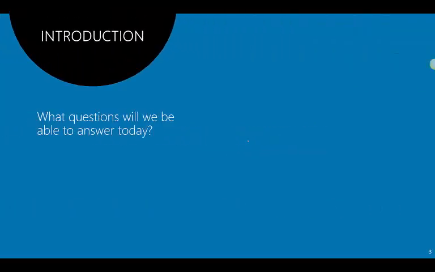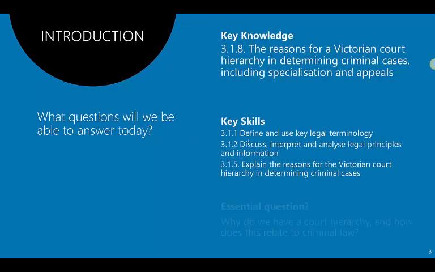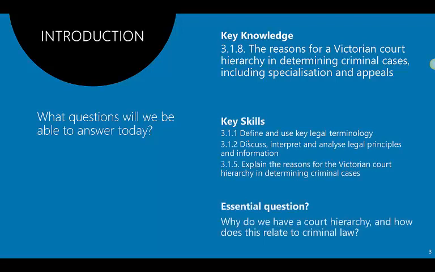As I said, we are at video 3.1.8, and this is the reasons for a Victorian court hierarchy in determining criminal cases, including specialisation and appeals. As we have established earlier on with things like the rights of victims and the rights of the accused, as soon as we see the word including and it gives us two specific things such as specialisation and appeals, we know that these are specific questions that can be asked of us on an exam.